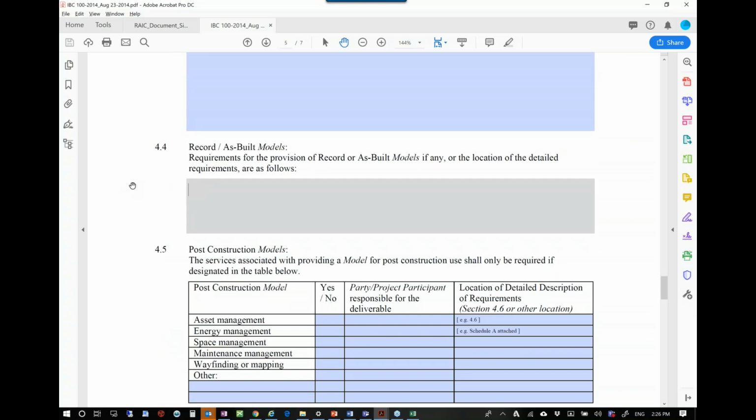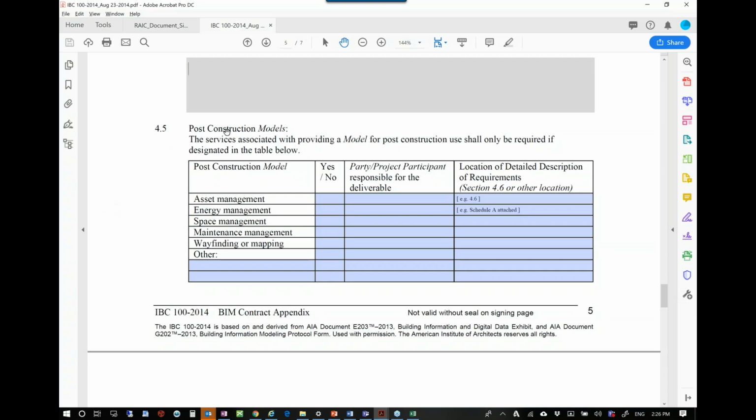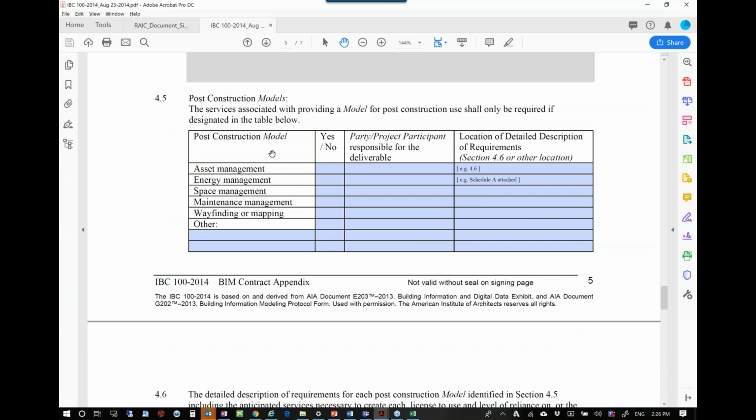I, the architect, will update just my LOD 300 or less components to reflect what was built. Or the architect will not be doing any record as-built modeling. It will all be done by the contractor. Maybe. Okay? And then post-construction, will this model be used for anything else beyond construction? So maybe asset management, yes.